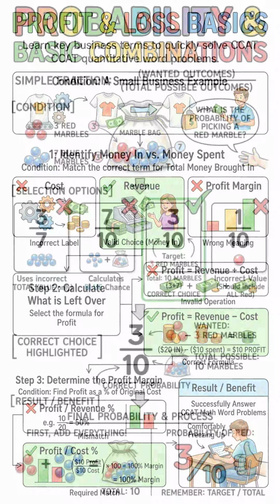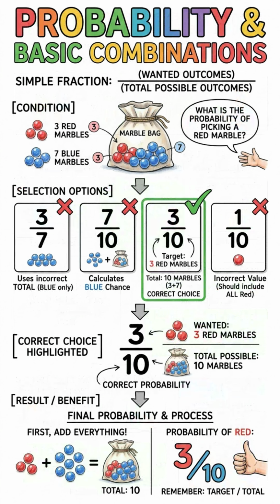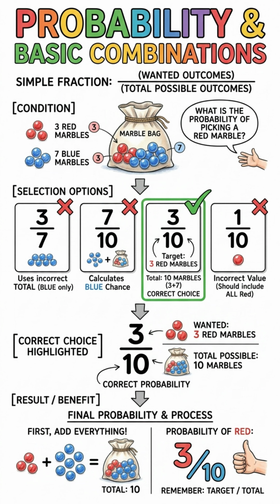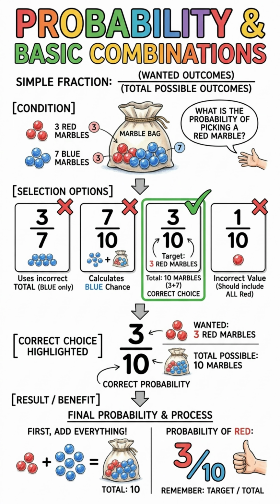Probability and basic combinations occasionally appear, usually involving pulling colored marbles out of a bag. Probability is just a simple fraction where the top number is the specific thing you want to happen, and the bottom number is the total number of possible outcomes. If a bag has 3 red marbles and 7 blue marbles, the probability of picking red is 3 out of 10 total marbles. Always remember to add everything together to find that bottom total number first before calculating the final chance.